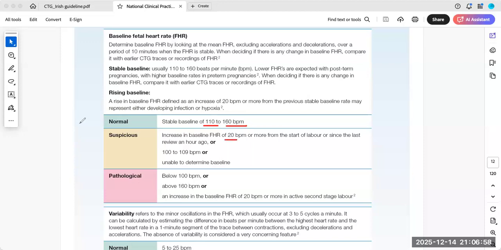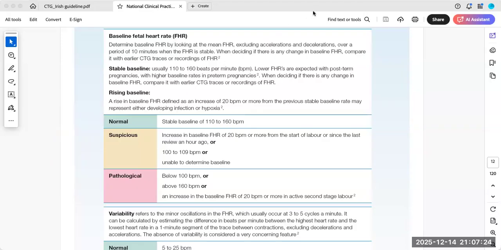So again, let's say a patient was admitted at the beginning of labor, and it was 120. After some time, you check, and you find that the baseline has become 150. Is that okay? No, it's not okay. This is suspicious that some abnormality may be going on, and this is the early stage of it.